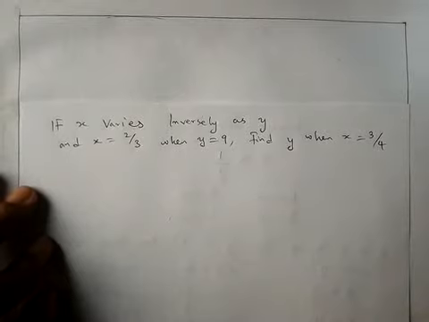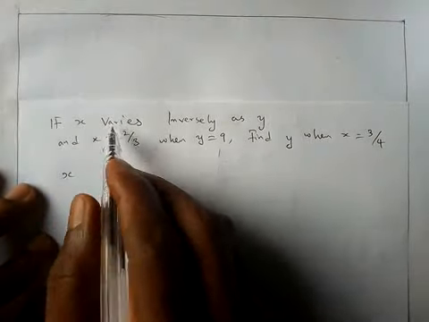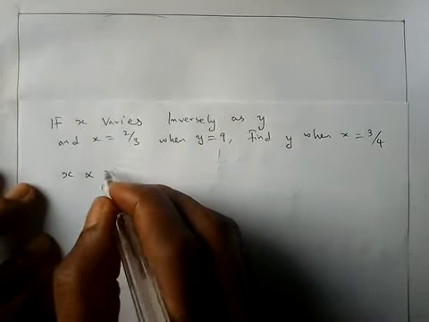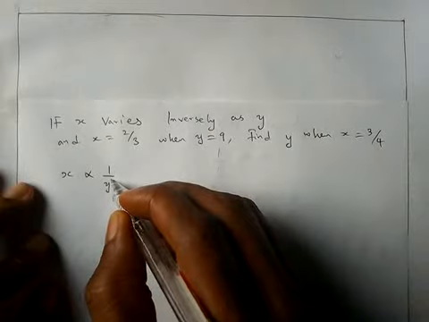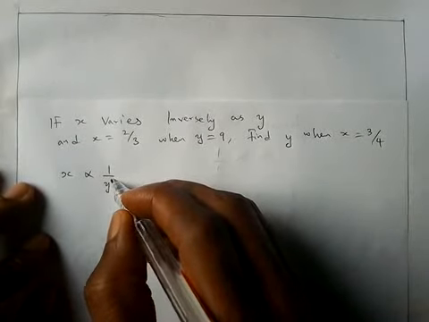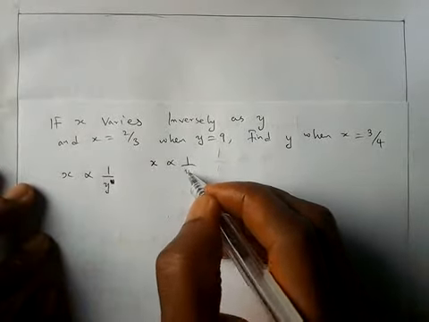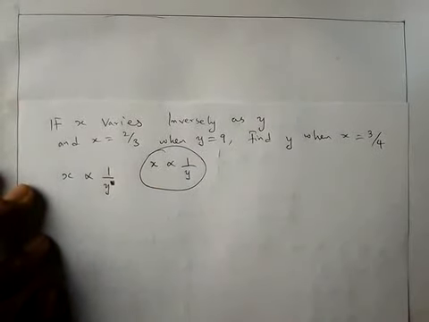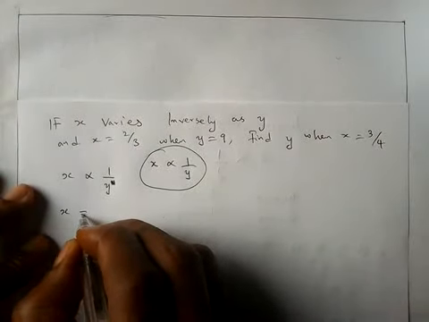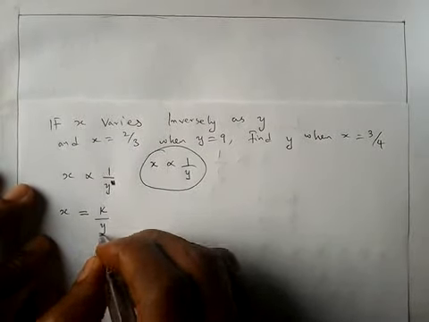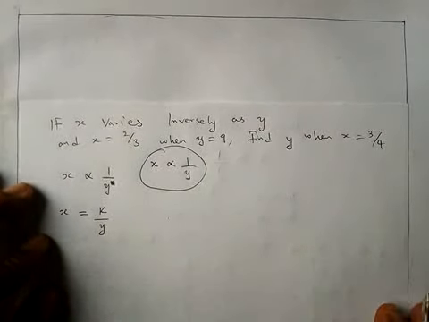Okay, now looking at this, you see that s is varying inversely as y. That's as y, not y squared. Okay, s is varying inversely as y. Bringing your constant sign, s becomes equal to k over y. Okay, s becomes equal to k over y.